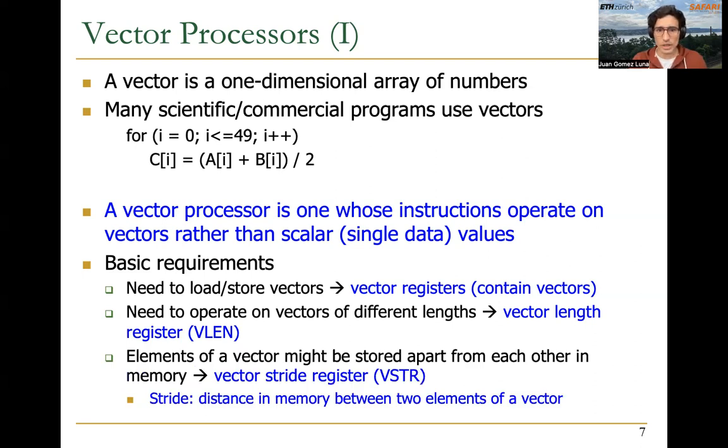And the third requirement is that the elements of a vector might be stored apart from each other in memory. So that's why we need to use a vector stride register. That defines what the stride of the accesses is, load or store accesses, when we go to memory and fetch data that we will put into the vector register. The stride is the distance in memory between two elements of a vector.